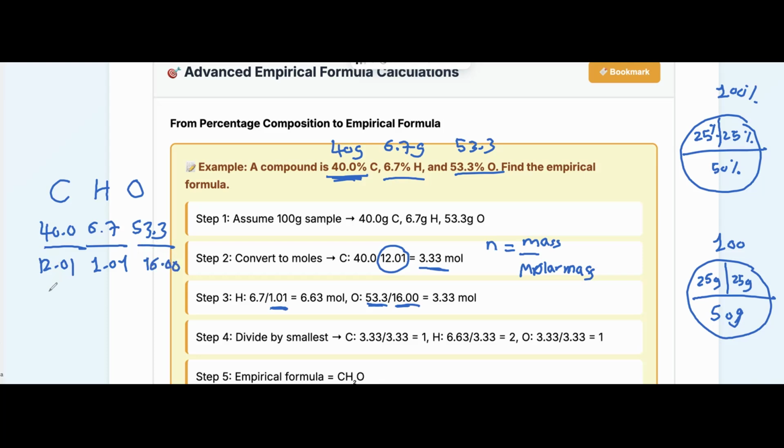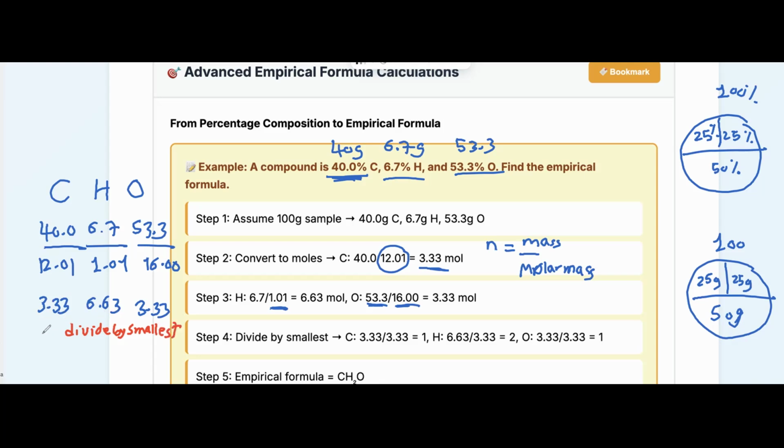So what are the results that you got? I got in the first one 3.33 moles. I got here 6.63 moles, and I got here 3.33 moles. So I need to find these as whole number ratios. So how to get the whole number ratios? Divide all of them by the smallest again. When you divide by the smallest, you get a whole number ratio.